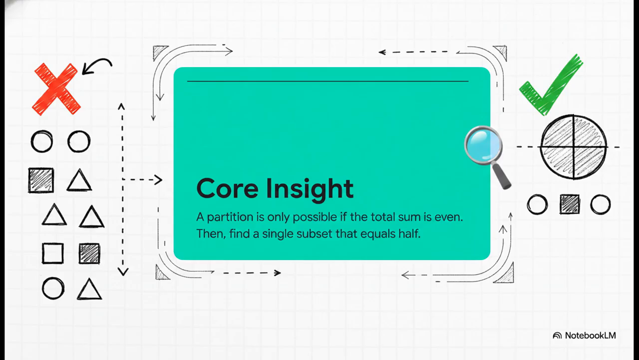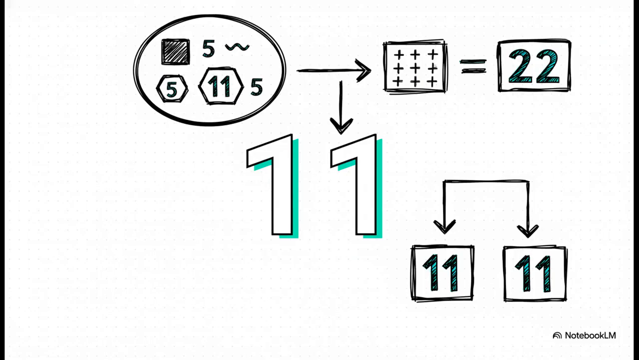And that is the core insight. It's so simple, but so powerful. If the total sum of all the numbers is odd, it's literally impossible. Game over. You can just return false right away. But if the sum is even, the problem completely changes. It transforms. We don't have to worry about finding two subsets anymore. We just have to find one single subset that adds up to exactly half of the total. Think about it. If we find that one subset, what's left over has to add up to the other half. It's guaranteed.